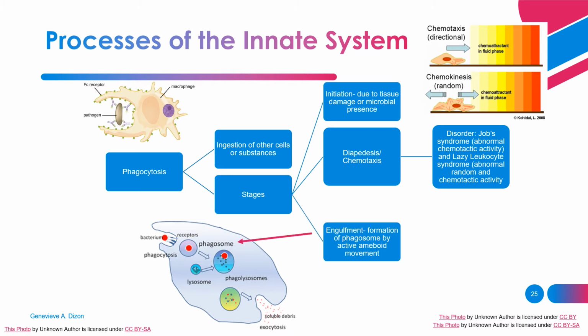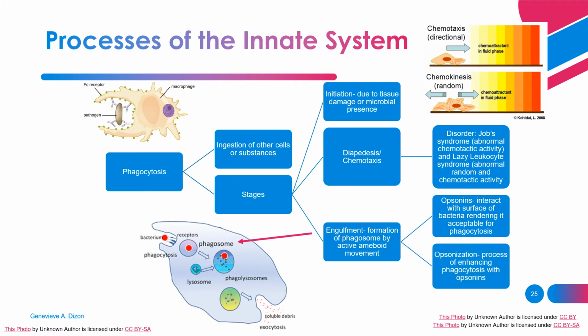The third stage is engulfment, where there is the formation of the phagosome by the active amoeboid movement, and opsonins are able to interact with the surface of the bacteria that makes them acceptable for phagocytosis. This process is called opsonization. The last stage is digestion, where there is the formation of the phagolysosome that leads to the digestion of the foreign materials.